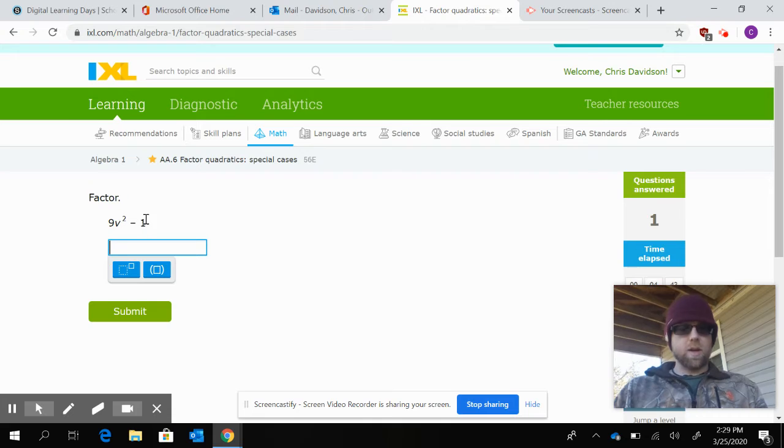it's 2 terms. So we have to do our 3 cases. Number 1, is it 2 terms? Yes. Number 2, is it a different sign? Is there a minus sign in between them? Yes. Number 3, are they both perfect squares? Well, what's the perfect square of 9? It's 3. What's the perfect square of 1? It's 1. So that checks out.